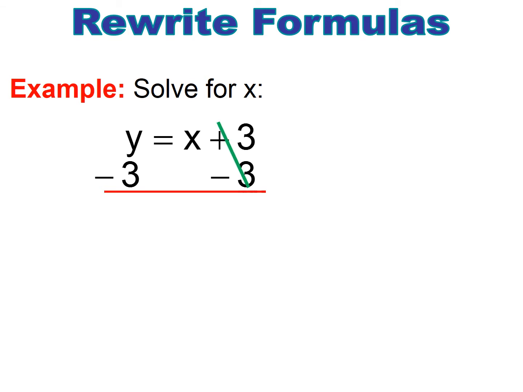So in this case, you're going to rewrite this horizontally. So you end up having y minus 3 equals x. So our formula would be x equals the y minus 3. So be really careful with addition and subtraction that you don't attach.